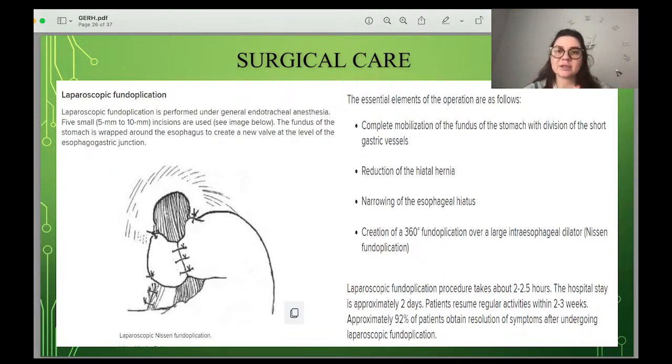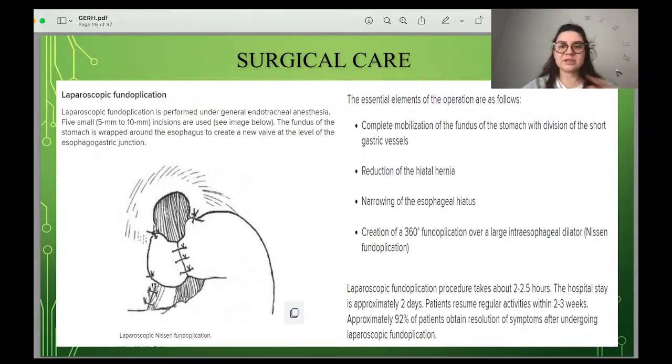The essential elements of this operation are complete mobilization of the fundus of the stomach with division of the short gastric vessels. After that, reduction of the hiatal hernia. After that, narrowing of the esophageal hiatus, and after that, creation of a complete 360-degree fundoplication over a large intraesophageal dilator. We name this operation Nissen fundoplication, after its author.